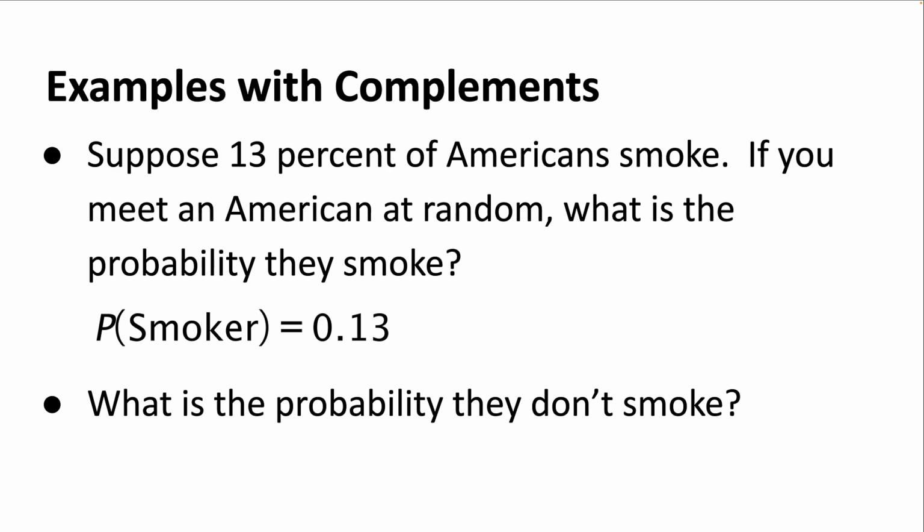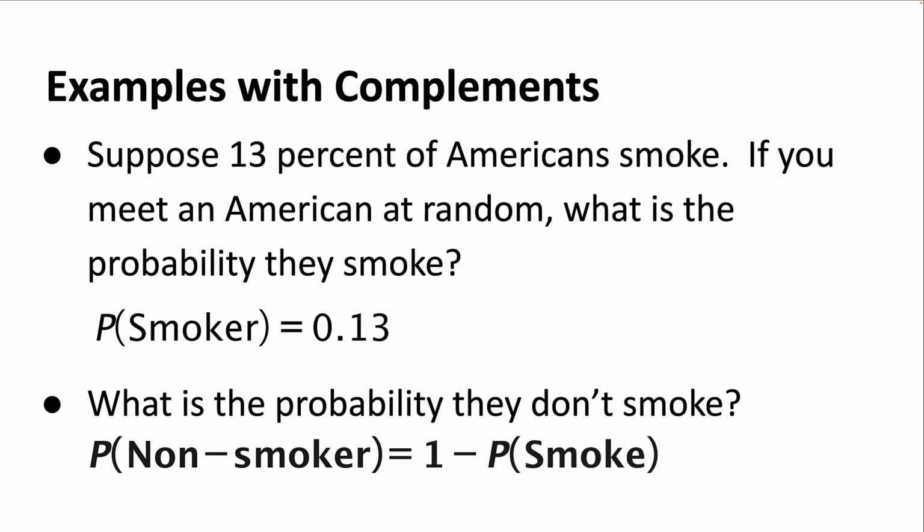The relationship here is complementary. Either a person is a smoker or not a smoker. So the probability that we meet a person and they're a non-smoker is 1 minus the probability that the person smokes. But we know the probability that a person smokes is 0.13 or 13%. So to find this probability, we'll take 1 and subtract 0.13, and that gives us 0.87. That means that there's an 87% chance that you meet an American who is not a smoker.